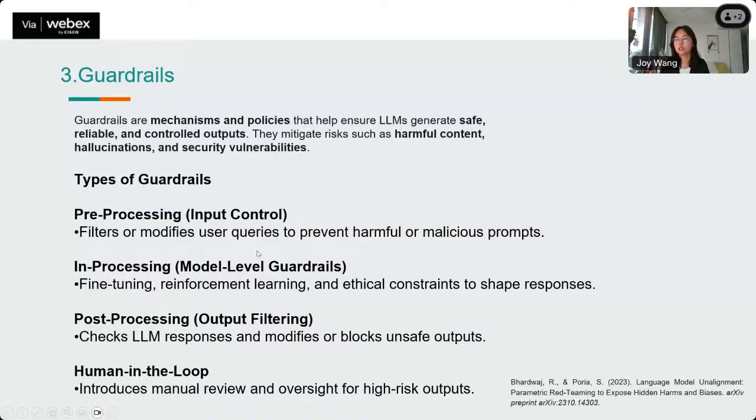There are different kinds of guardrails, depending on which component the control process happens in. For example, pre-processing means we deliver the guardrail to control the user input, to filter out queries that are irrelevant or harmful. Or we can do in-processing, which we call the model-level guardrail. Basically, either you use a fine-tuning strategy to align your large language model to your ethical constraints, or you use another model to oversee this AI application's output or input. Then we also have post-processing. Basically, we check the large language model's response and modify it if it's not safe to return to the user. And another option is human in the loop, where you introduce a manual review to oversee high-risk output.